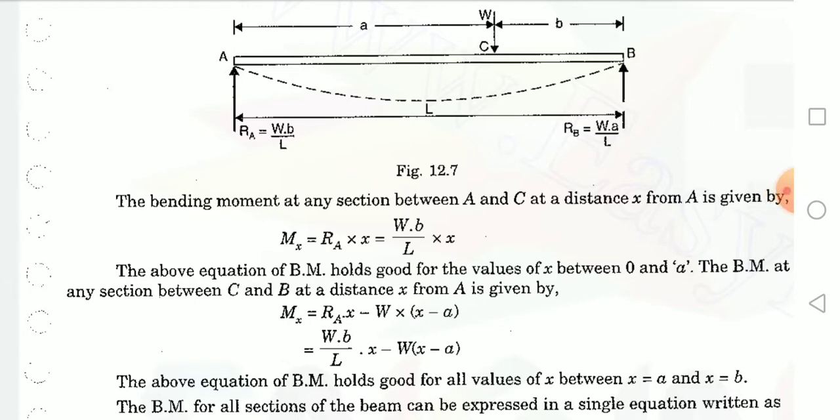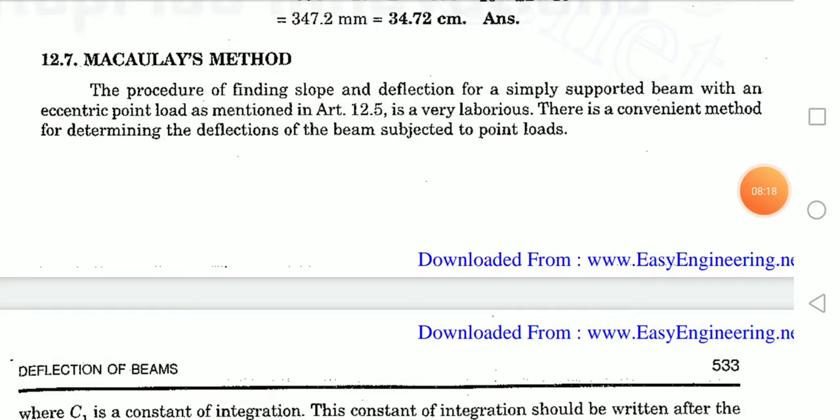Next we can see Macaulay's method problem. So Macaulay's method. The procedure of finding slope and deflection for a simply supported beam with an eccentric point load is very laborious to find out a solution. So there is a convenient method for determining the deflections of a beam subjected to point loads, which is Macaulay's method. So we can follow Macaulay's method to find the solution for beams having eccentric point loads.